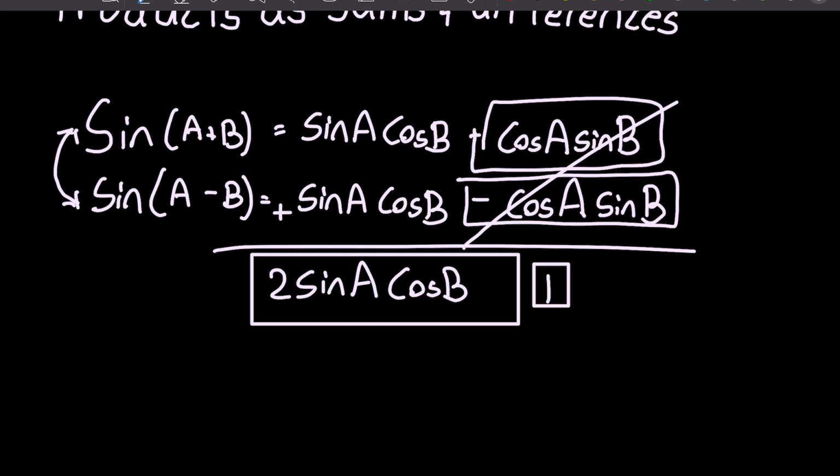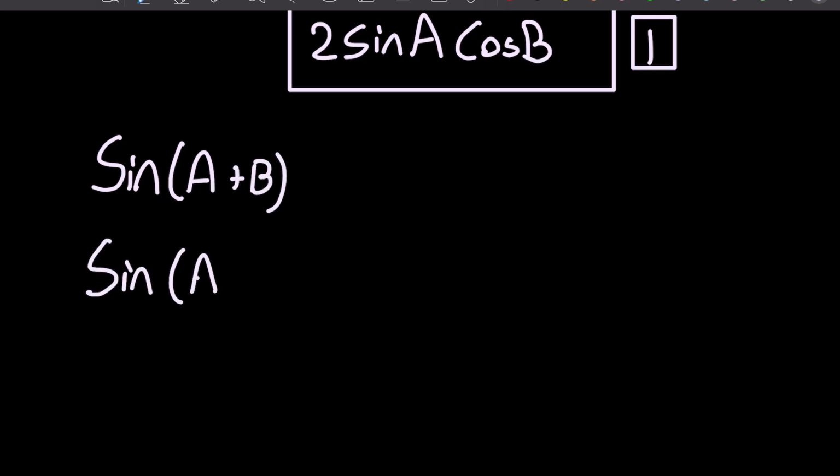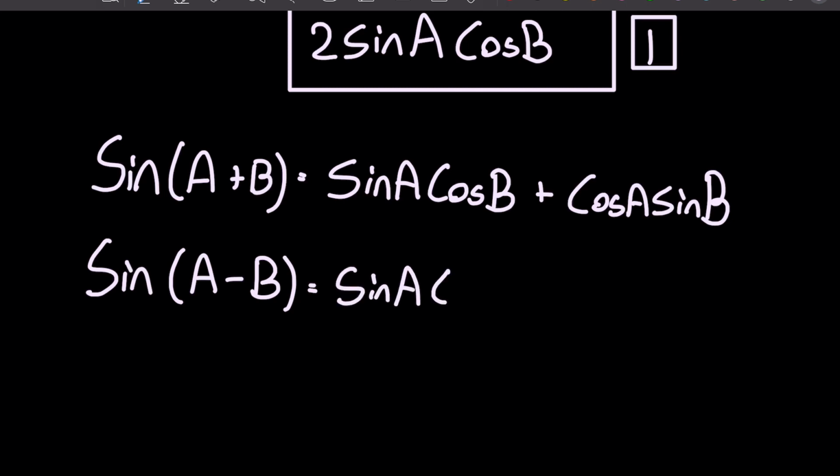Let's do another one. Let's say we have sine a plus b and sine a minus b. Again, we'll expand these. Expanding this, we get sine a cos b plus cos a sine b, and over here again sine a cos b minus cos a sine b. This is always good practice, because it's good to keep doing these things so that they stick in your head.